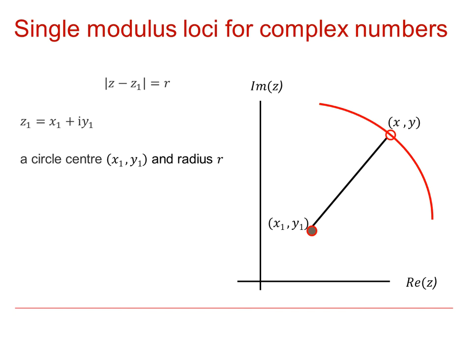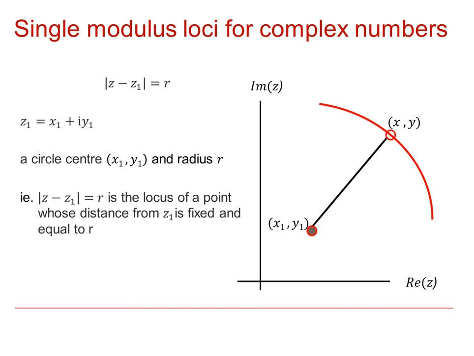So that means that we can interpret this modulus of z minus z1 as being the distance of z to z1. In other words, this locus is saying that the distance from z to z1 is fixed and equal to r. So geometrically then we have the idea that this is a circle.